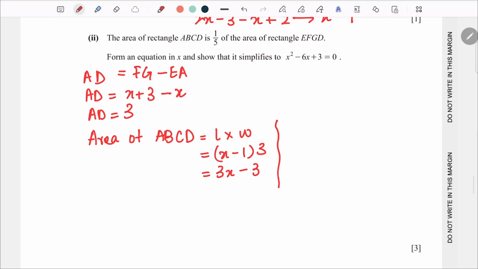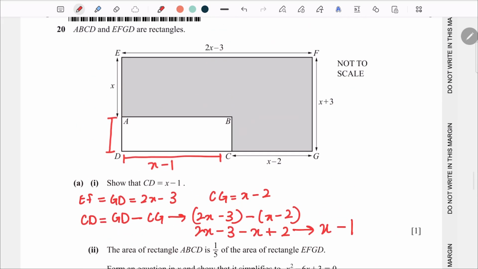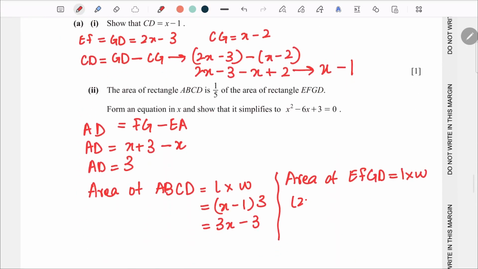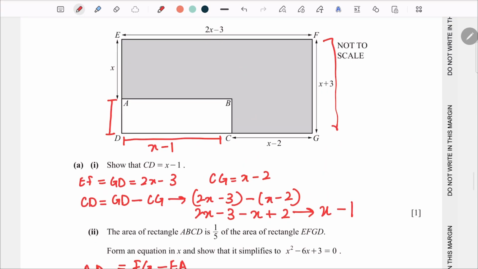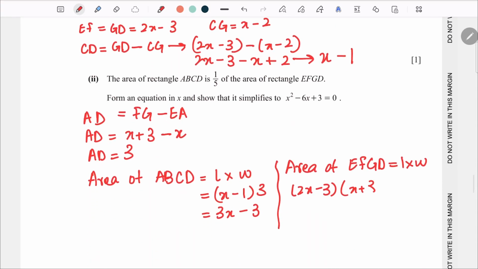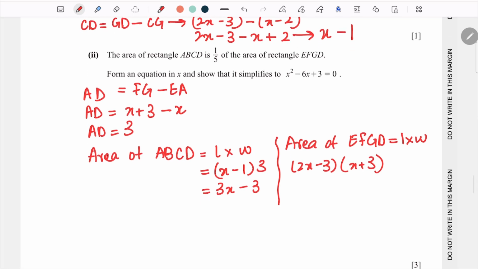Now for the area of rectangle EFGD, we'll be multiplying the length and the width. The length is 2x minus 3 and the width is x plus 3. When we multiply both of these together, we'll be getting 2x squared plus 6x minus 3x minus 9. When we simplify this, we'll be getting 2x squared plus 3x minus 9.